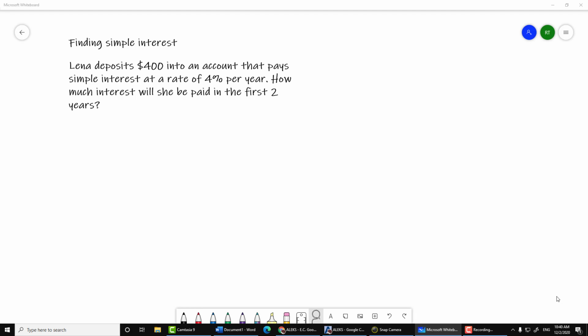In this problem here, they're asking us to find simple interest. It says Lena deposits $400 into an account that pays simple interest at a rate of 4% per year. How much interest will she be paid in the first 2 years? So let me just take out what's important. So I know I have to answer this question here: How much interest will she be paid in the first 2 years?